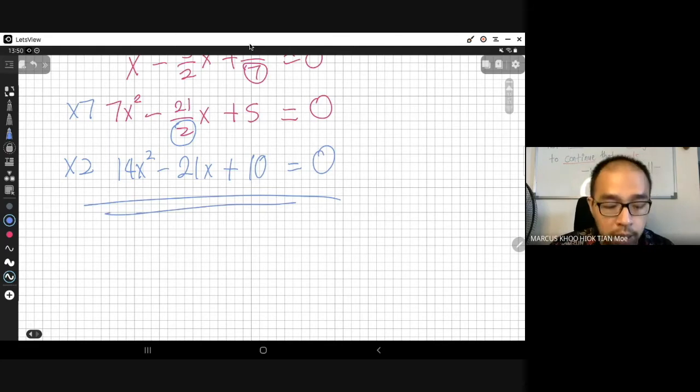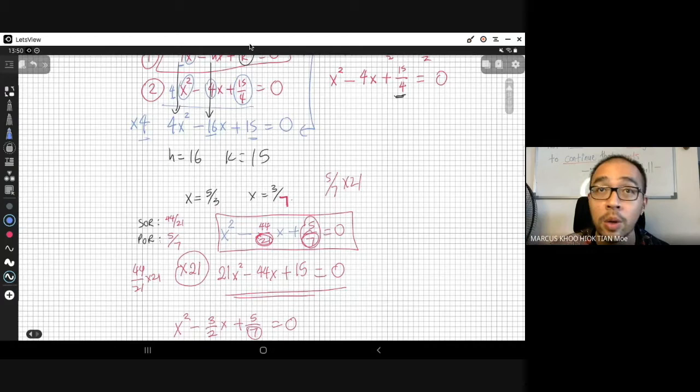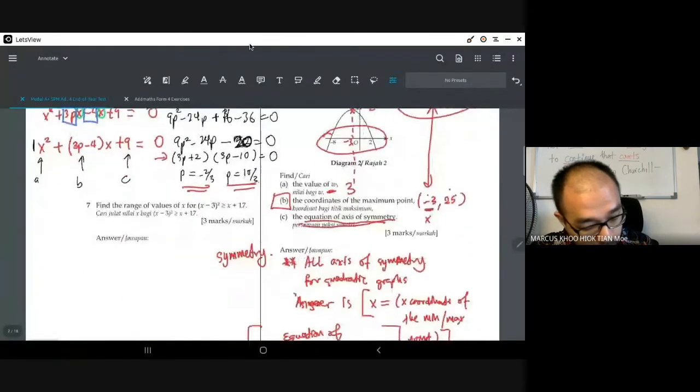Okay, so jangan khawatir, don't be scared if your sum of the roots or product of the roots kan keluar nombor yang pelik-pelik macam tu. It's okay. Okay, in order to make it one nice straight line yang tiada pecahan, we just multiply with the biggest number. So that's this first question settled, question number 8.